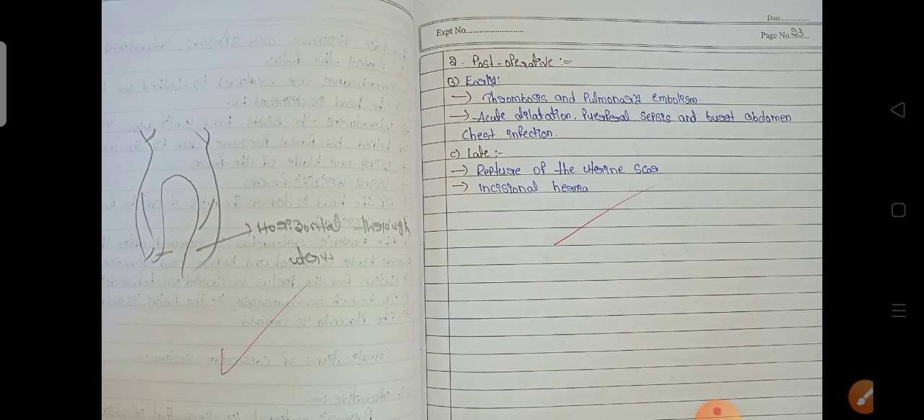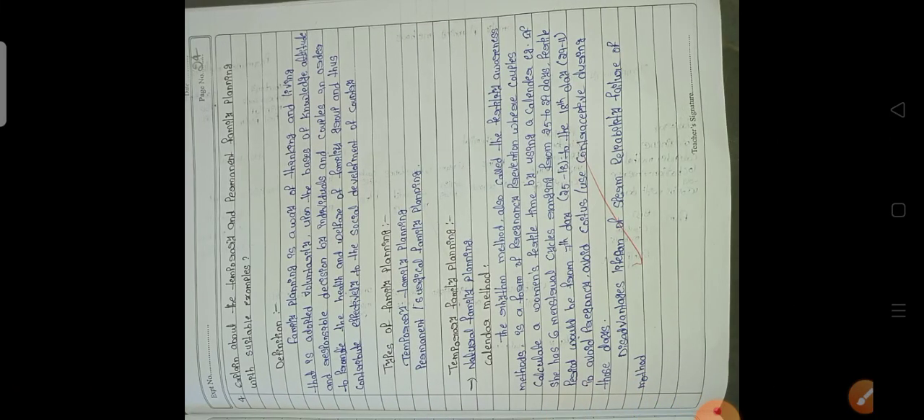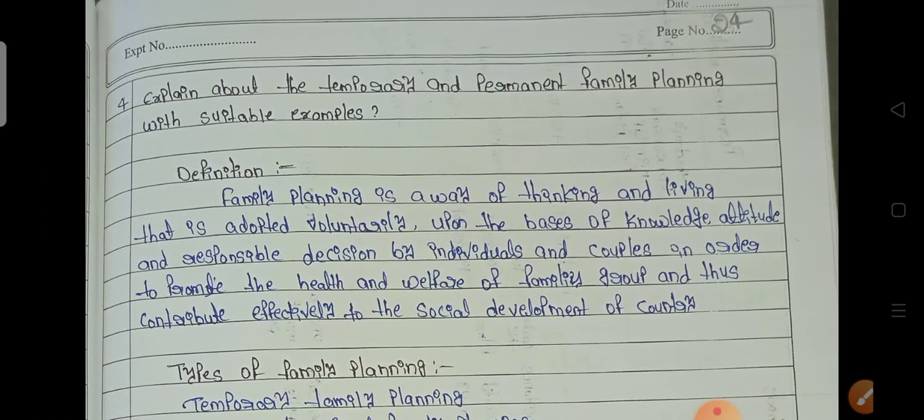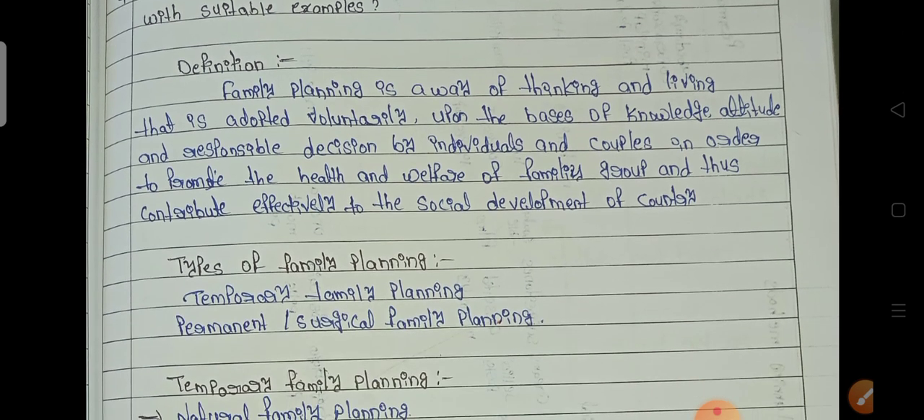I completed the third topic also. Next one, the fourth. Explain about the temporary and permanent family planning with suitable examples.